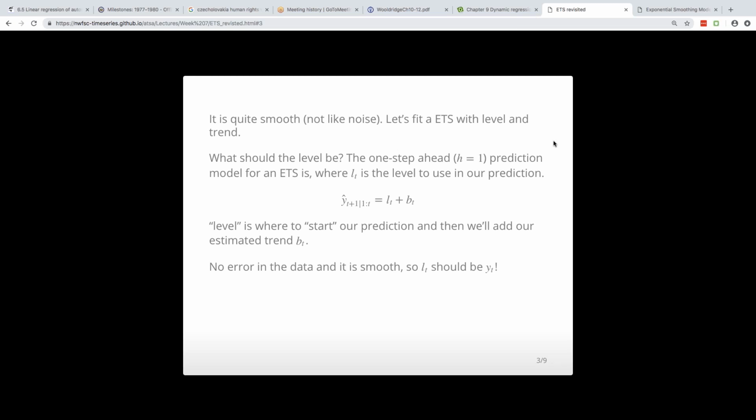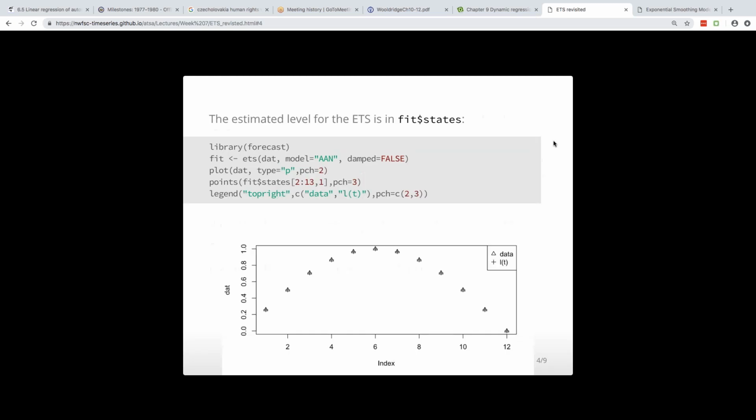Okay, so let's look at this with an ETS fit. The data are that data that I showed. It was just a sine curve. So that's what that is. I'm going to fit an exponential smoothing model, and I have AA, so I've got an additive level and an additive trend. I didn't mention this term here, damped equals false.